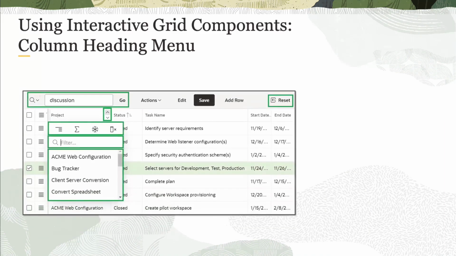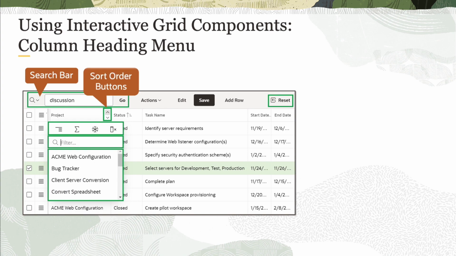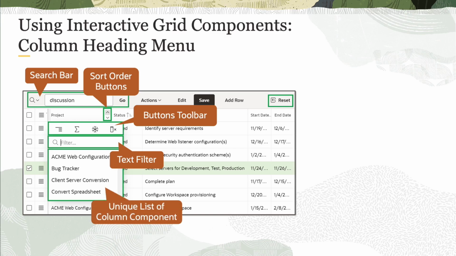In interactive grids, along with search bar and sort order buttons, the column headers also have column heading menu. In this column heading menu, end users get a buttons toolbar, text filter using which the end user can search this column for a specific search term, and unique list of values for that column.